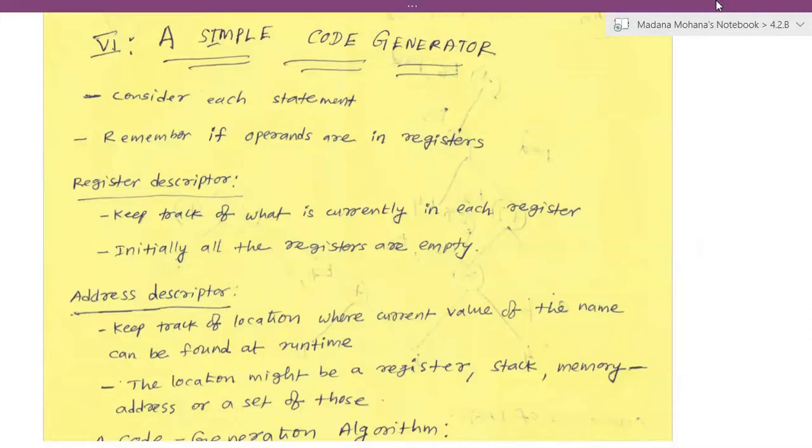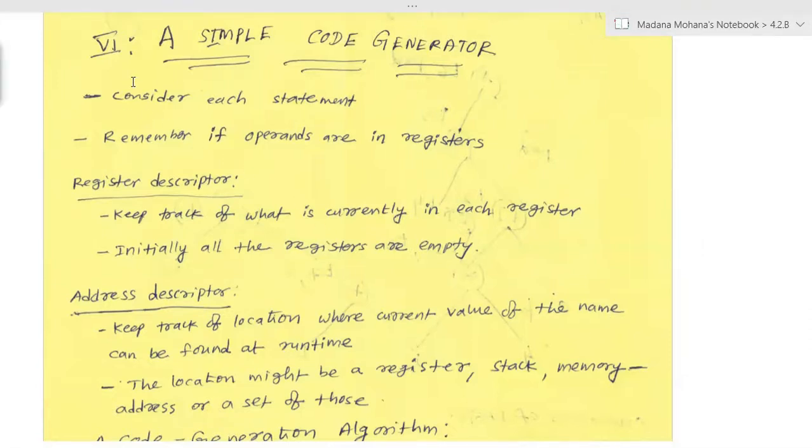In this lecture, we will now discuss the next concept related to the code generator. That is a simple code generator. Here we will demonstrate one algorithm for how to generate target code for a given three address statement.